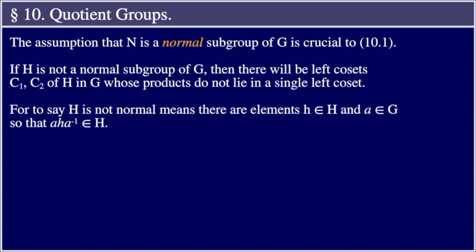The assumption that N is a normal subgroup of G is crucial to 10.1. If H is not a normal subgroup of G, then there will be left cosets C1, C2 of H in G whose products do not lie in a single left coset. For to say H is not normal means that there are elements h a member of H and a a member of G, so that aha inverse is not a member of H.